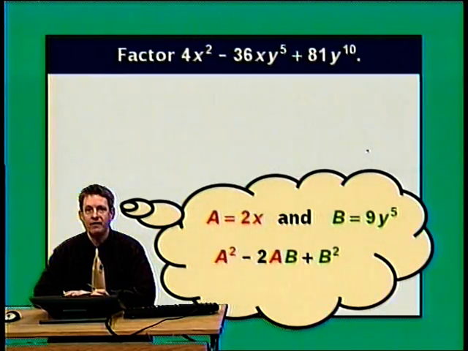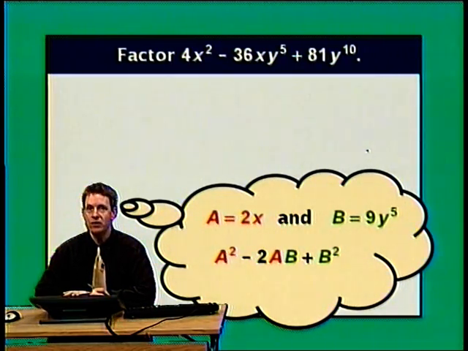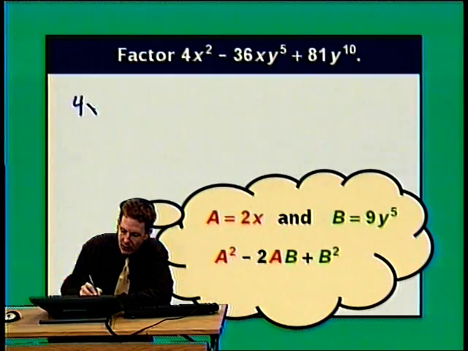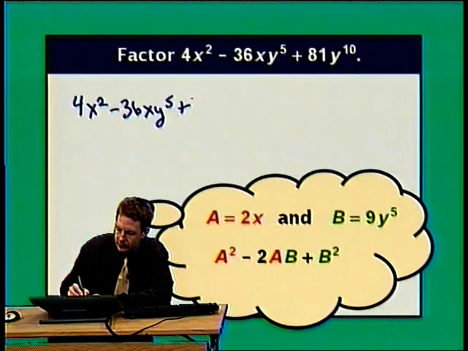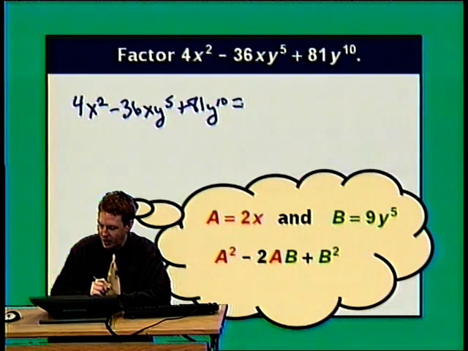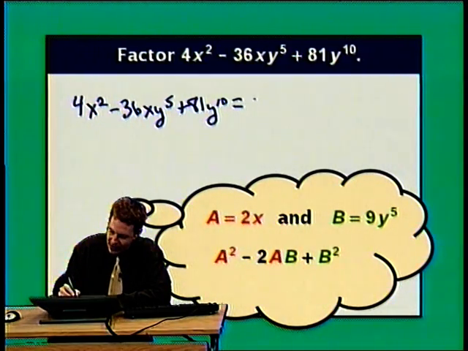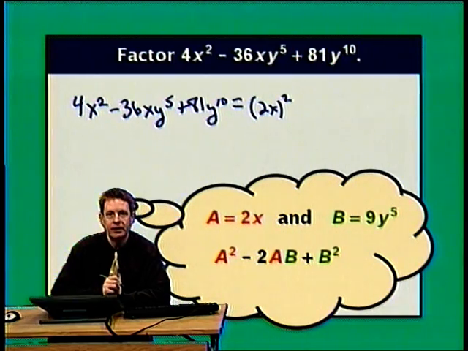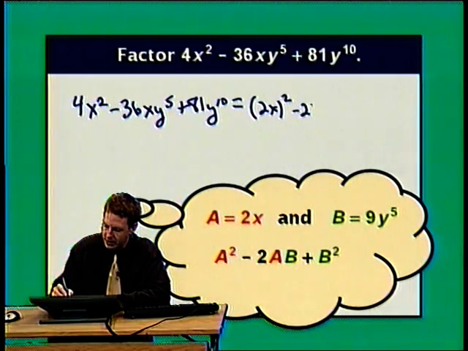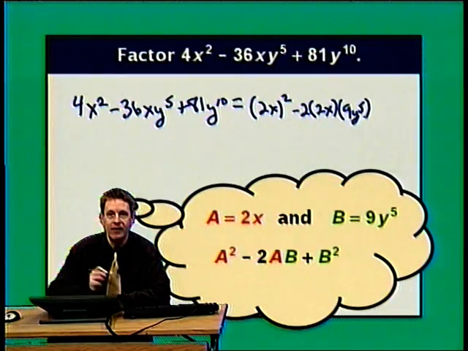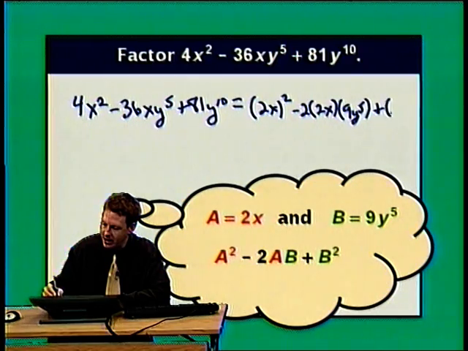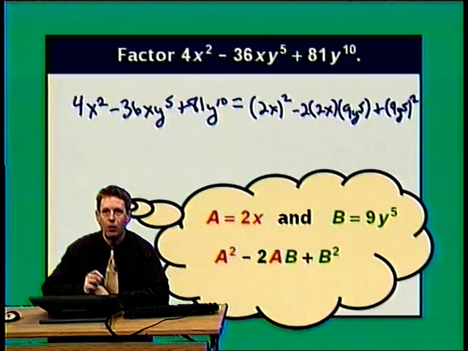This time we're trying to fit the model a squared minus 2ab plus b squared. Let's see if we do fit that model. So we begin by writing down our given trinomial. And now let's just write down what we get in our formula. We have a, which is 2x, quantity squared, minus 2 times a, which is 2x, times b, which is 9y to the 5th. And then we have plus b, which is 9y to the 5th, quantity squared.